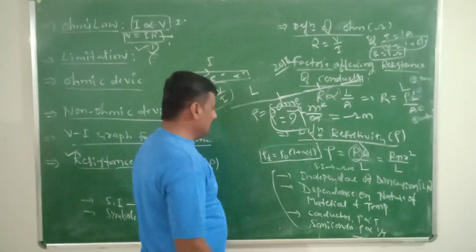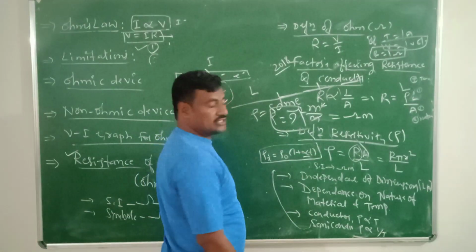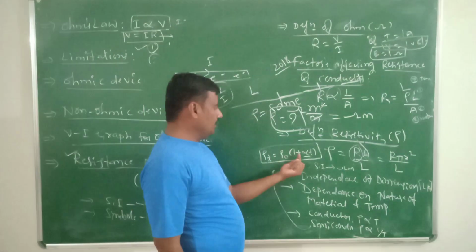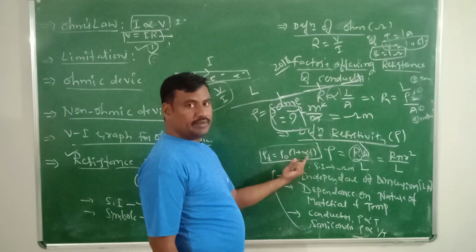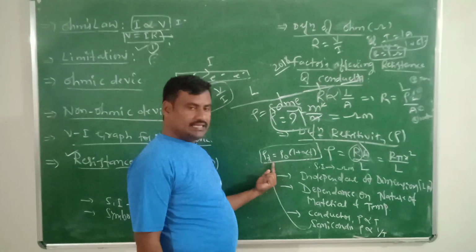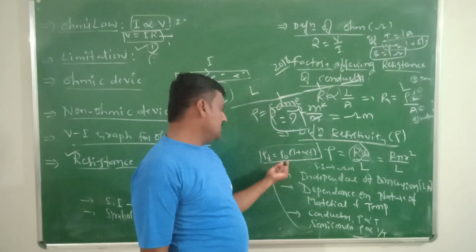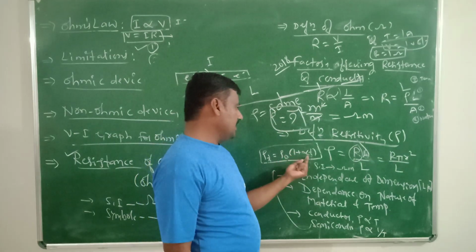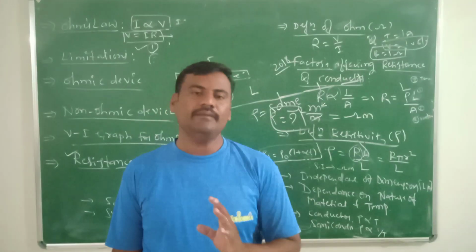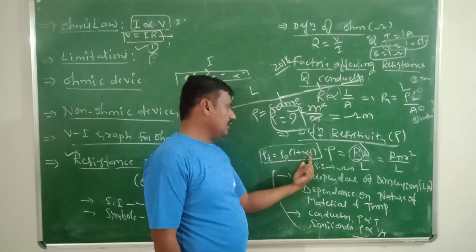One more formula is there, we can write resistivity in terms of temperature coefficient: rho T equal to rho naught bracket 1 plus alpha T. Alpha means the temperature coefficient of resistivity, rho naught means the resistivity at T naught degree Celsius, rho T is the resistivity at T degree Celsius, and one is a number. The relation between these is rho T equal to rho naught into 1 plus alpha T.